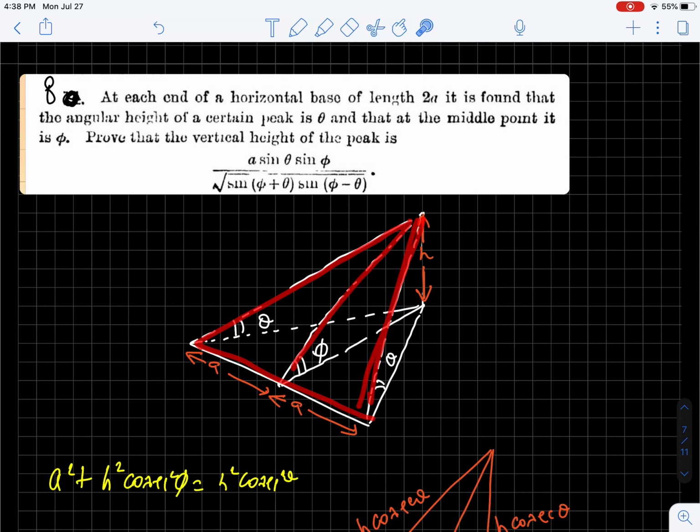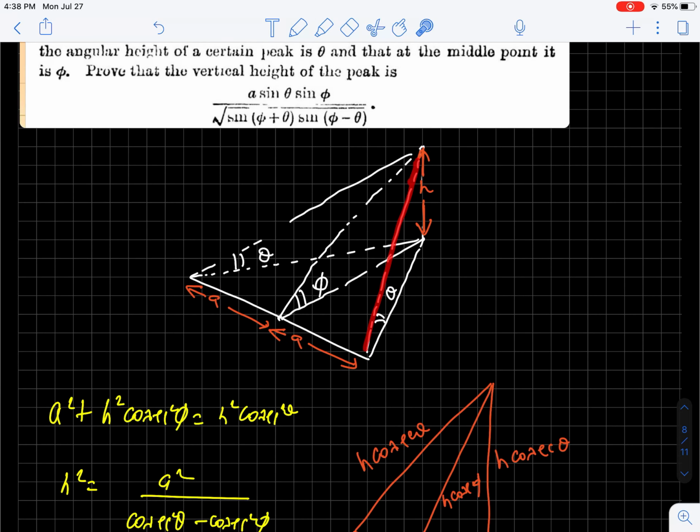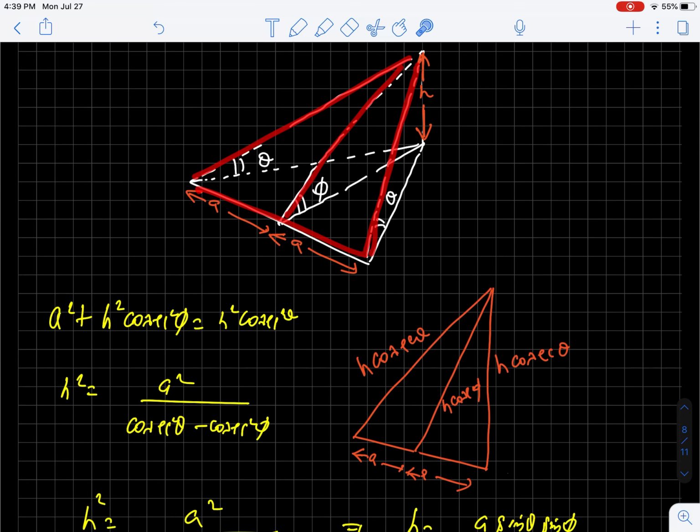Okay. Now can you say if this is h, then this value will be h cosec theta. This is h cosec theta. This is h cosec phi, and this is h cosec theta. Can you see a triangle? This triangle has base of 2a. One side is h cosec theta, second side is h cosec theta, and this side is h cosec phi.